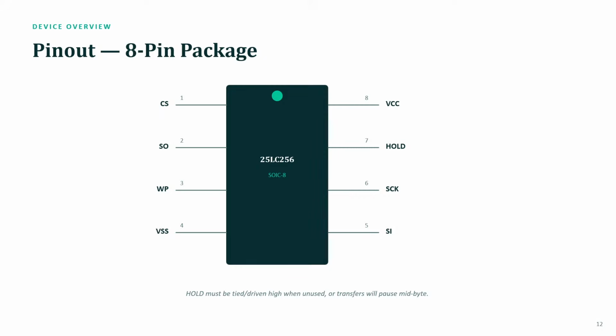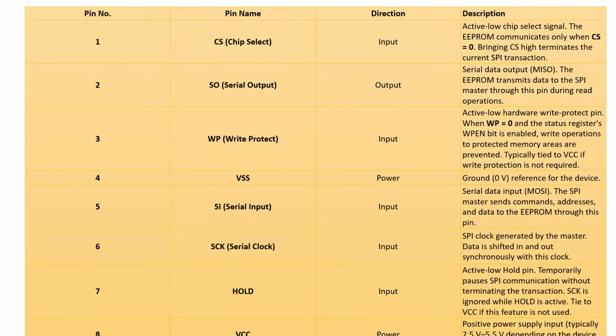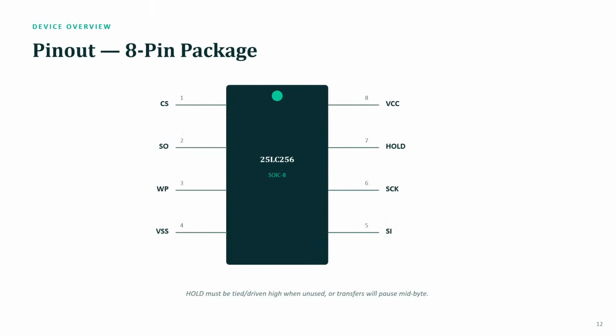And this is the 8-pin package which I'm going to have, which is chip select, serial out, write protection, VSS, VCC, hold, SCK, and SI. So the first one is chip select. It is basically an active low chip select, and if this chip select is equal to 0, then I am able to communicate with this particular memory.